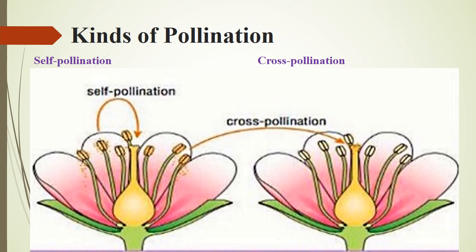Cross-pollination is the transfer of pollen grains from the anther of a flower to the stigma of a flower on another plant of the same kind. The plants where cross-pollination takes place are poplar, willow, apple, papaya trees, etc.